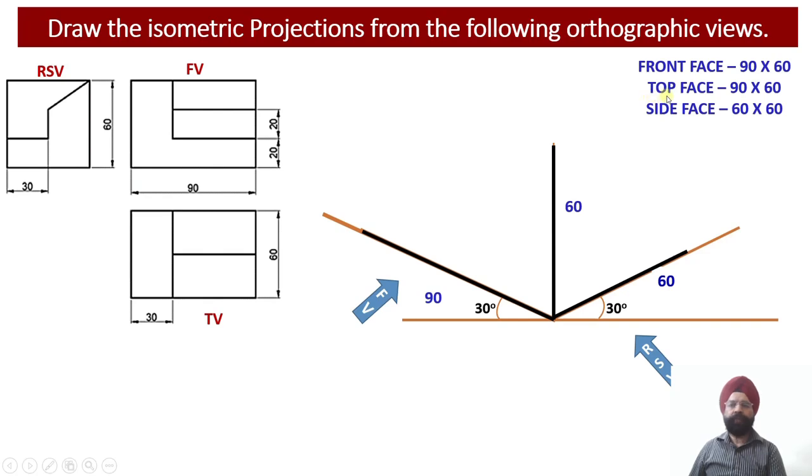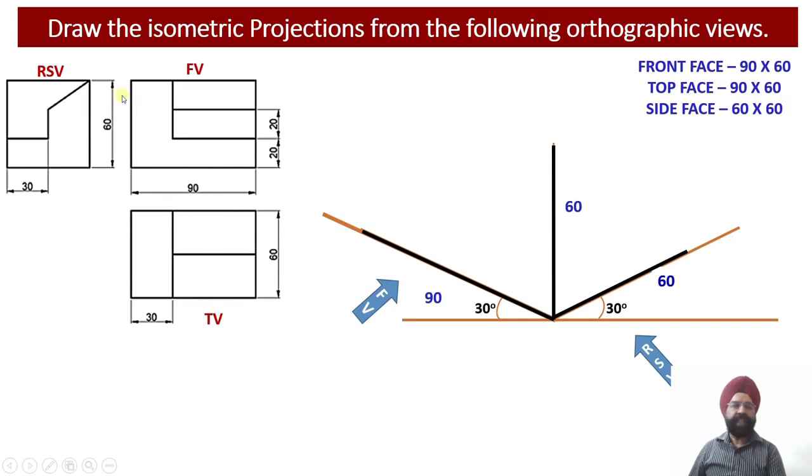Similarly, the top face of the solid should have the following dimensions. Please check. The length has to be equal to 90 millimeter, the same length as that available in the front view, and the width is available to us as 60 millimeter. So this is 60 millimeter by 90 millimeter, right? So 90 millimeter is the length and 60 millimeter is the width. So this is the size of the top face of the solid.